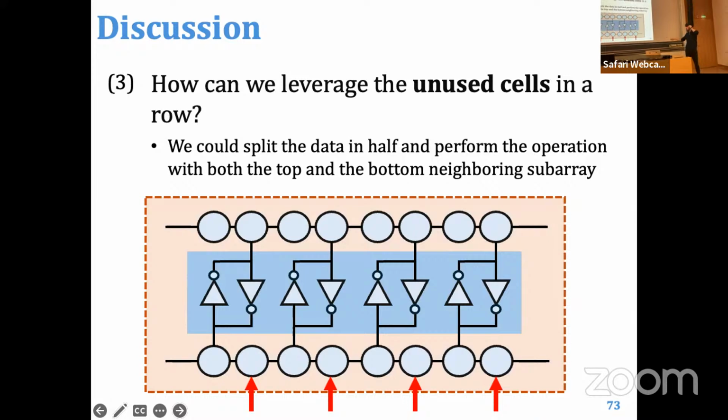We didn't put the subarray below, but we could do that and actually take advantage of three neighboring subarrays and use all the row if possible, because the subarray in the bottom is connected like the subarray on the top in this graph. So the other columns are connected with the bottom sense amplifiers. So we could leverage both of them, possibly.